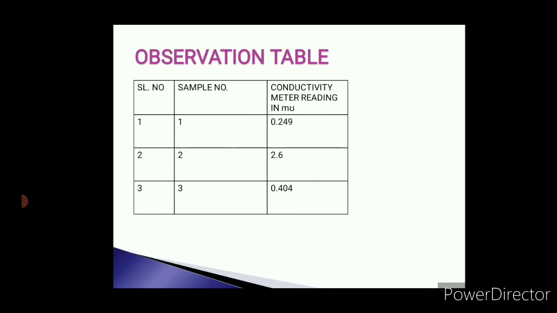So conductivity values are expressed in meter per ohm, or it is called mho. Serial number 1, or sample number 1's conductivity meter reading was 0.249 Siemens. Then sample 2 was 2.6 Siemens per meter. Then sample 3 was 0.404 Siemens per meter. So in this manner you have to express the values: number of trials, then sample and conductivity meter reading.